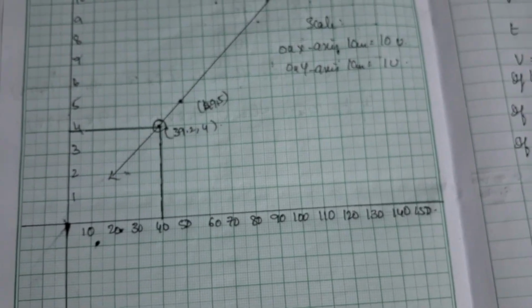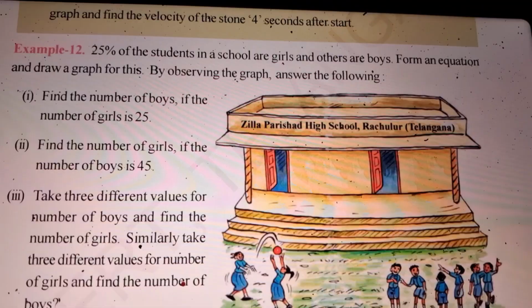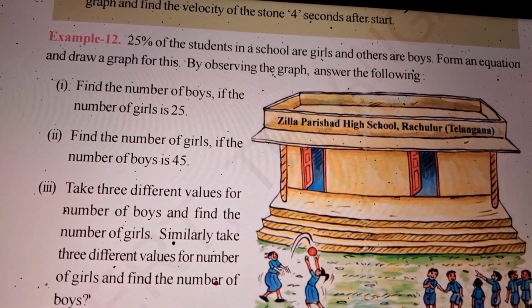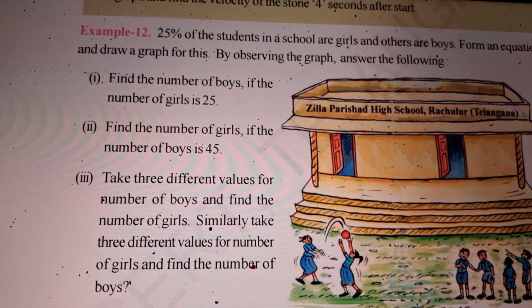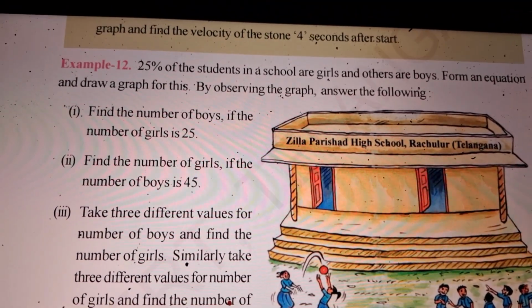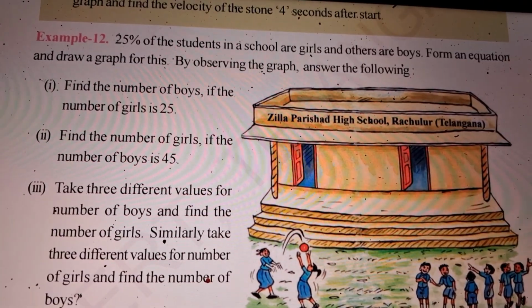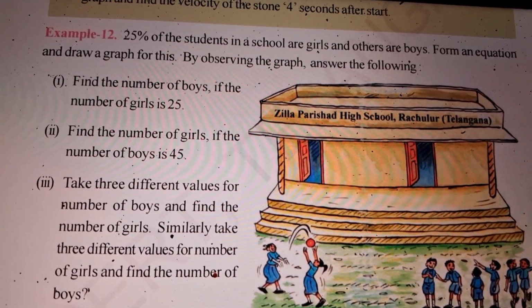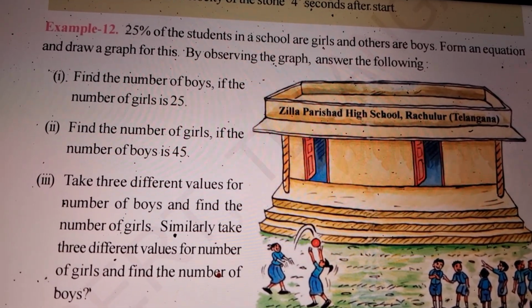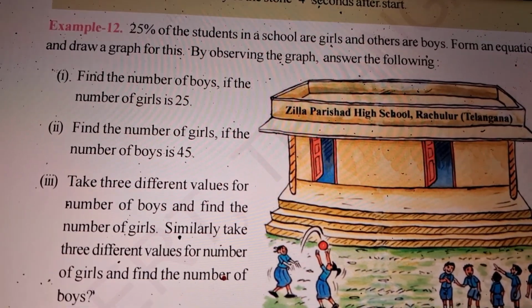So this is the solution for the 10th problem, children. Now I have completed exercise 6.3. Now example 12. 25% of the students in a school are girls and the others are boys. Form an equation and draw a graph from this, and by observing the graph answer the following.